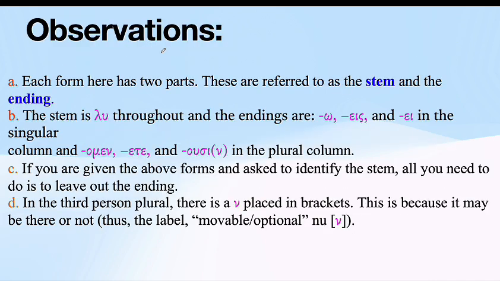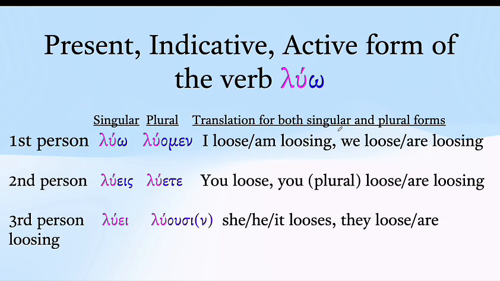Now let's talk about the details. Each form in the previous slide has two parts. These are referred to as the stem and the endings. Do you see this one? This is the stem. These all are stems, or root words. So that's why Greek is an inflected language.